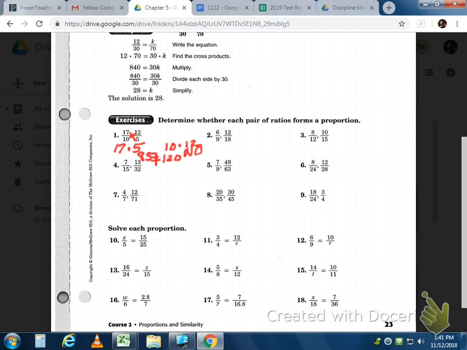Okay, number 3. 8 twelfths and 10 fifteenths. So on your paper, you'll write those down. And then you'll think cross, cross. And you'll write 8 times 15. And you'll write 12 times 10. So 8 times 15, you'll use your calculator, and you will get 120. And 12 times 10, what did we say that was? 120. 120. And since those are equal, what are we going to write? Yes.